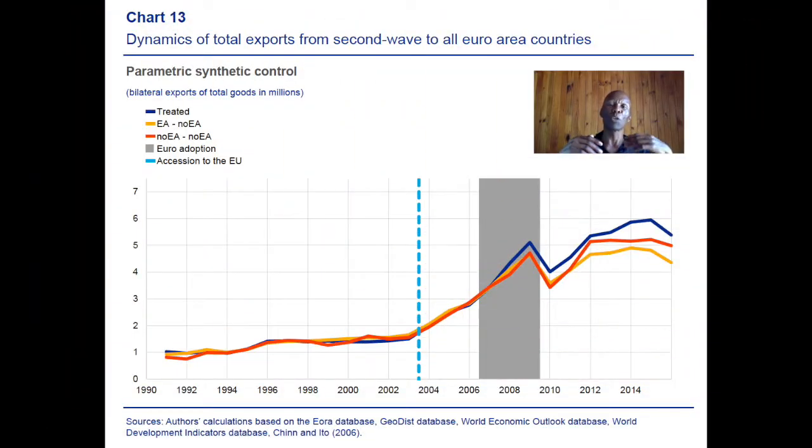According to our estimations, bilateral exports between the first and second waves of euro area countries were between 4% and 6% higher after euro adoption. Bilateral trade among new euro area countries also increased, rising by about 5%, end quote. The waves in the quote refer to how countries joined the euro, with an initial group, that is the first wave, and a second group, the second wave.